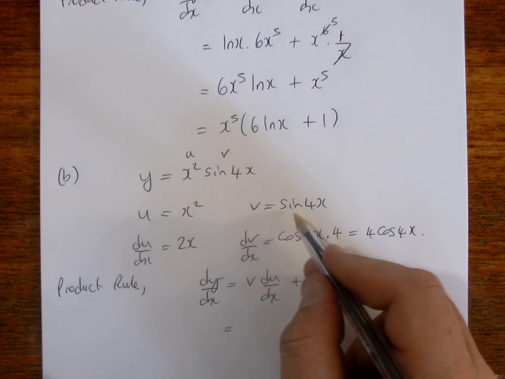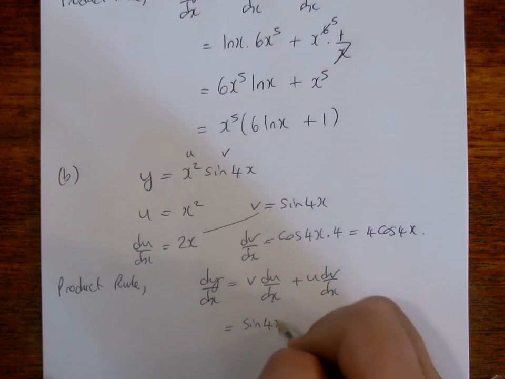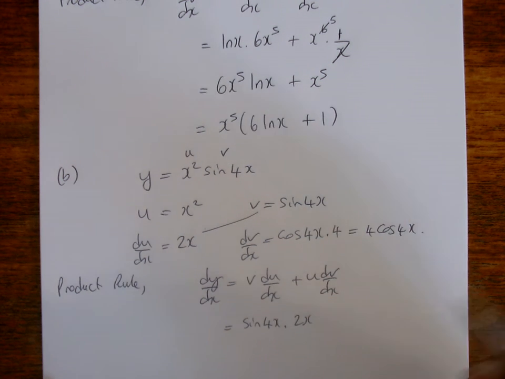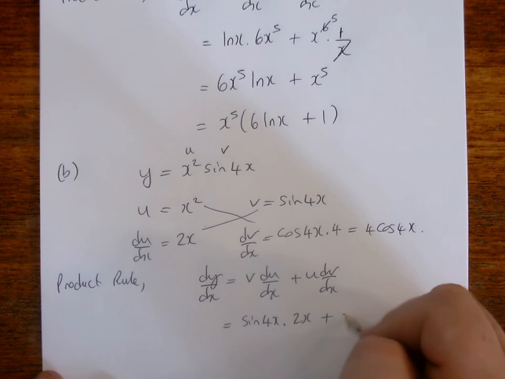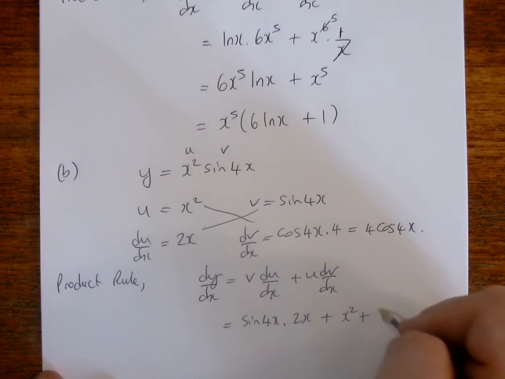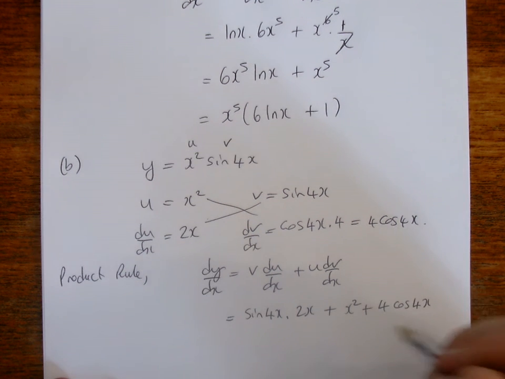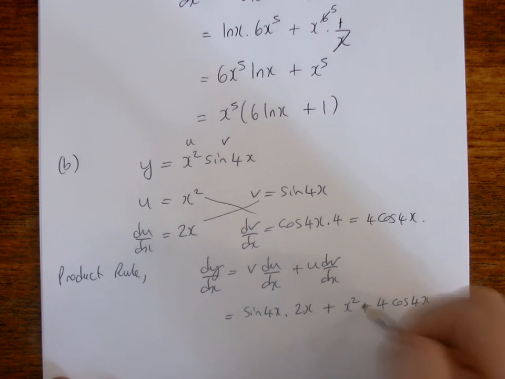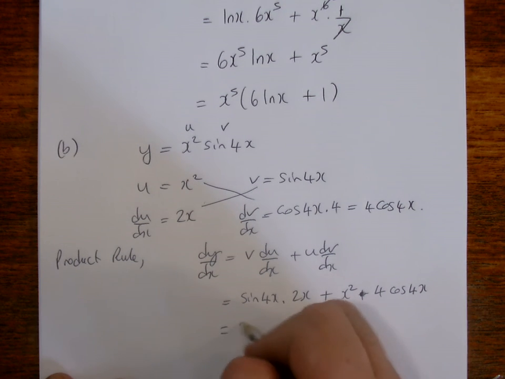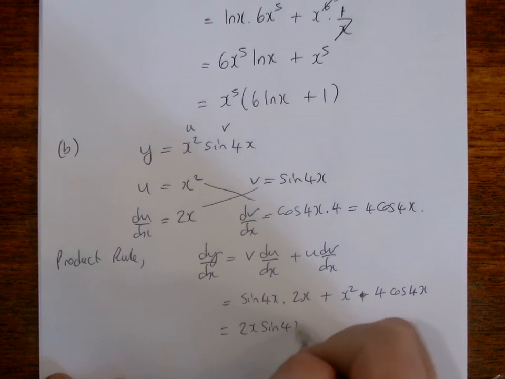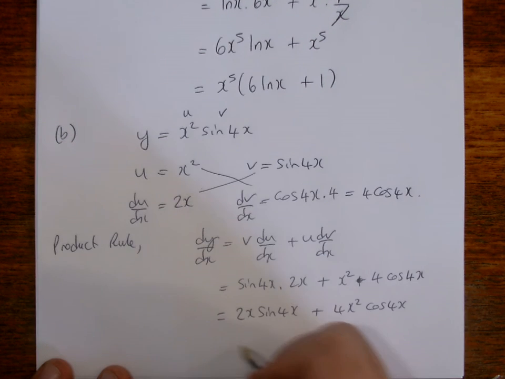So it's sine 4x times du dx, which is 2x, so put a dot there to be clear, plus then u, which is x squared, times 4 cos 4x. Should be times there, I don't know why I put a plus. So we get then 2x sine 4x plus 4x squared cos 4x.